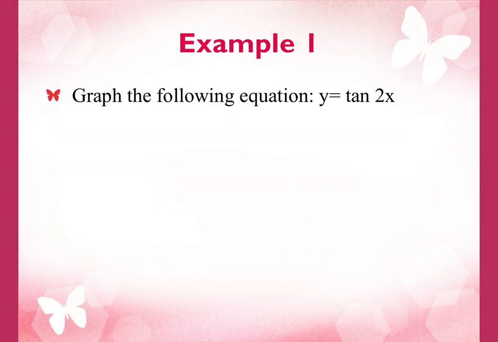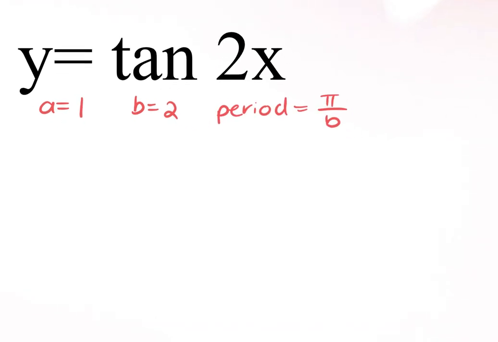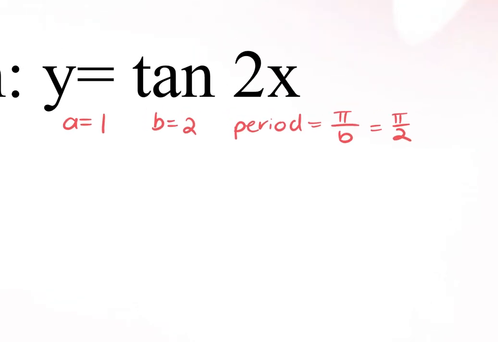All right, we're going to walk through the process. So example 1 just says y equals tangent of 2x. First thing you're going to do is find A. What's A? 1. That's how low the quarter point is going and how high the 3/4 point is going. Then you're going to find B. What's B? 2. Then we're going to find the period, which is pi over b, or pi over 2. We're going to use that again in a second.